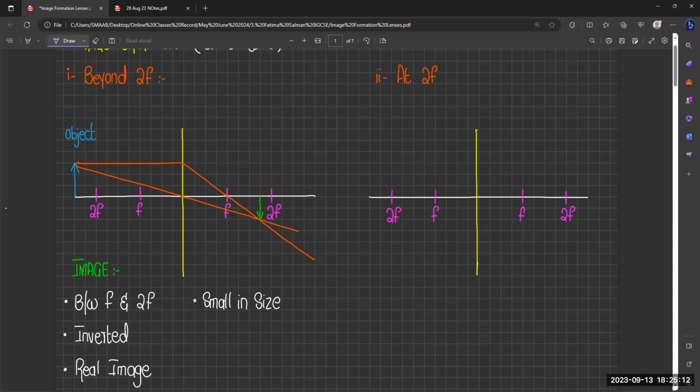And again, we have to place the object. Again, we place the object at 2F. And this is the object placed over here. Again, we consider the two-ray diagram, one passing parallel to the principal axis, and the second one passing through the center. So again, if we consider two rays, one is parallel to the axis and the second one is going to pass through the center.